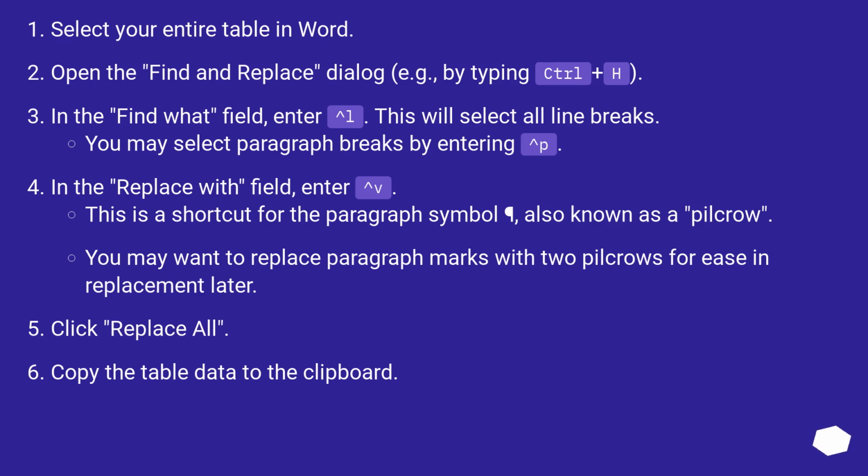In the Replace With field, enter ^v. This is a shortcut for the paragraph symbol, also known as a pilcrow. You may want to replace paragraph marks with 2 pilcrows for ease in replacement later. Click Replace All. Copy the table data to the clipboard.